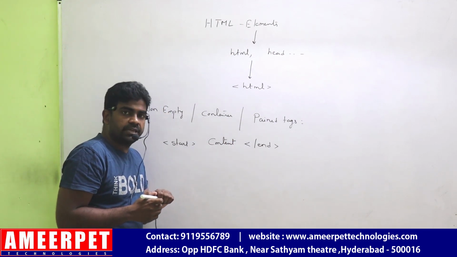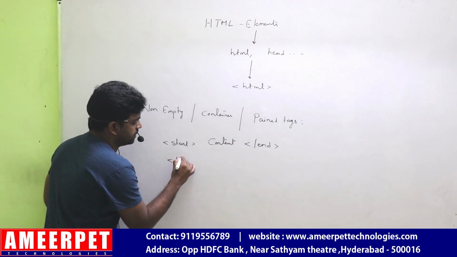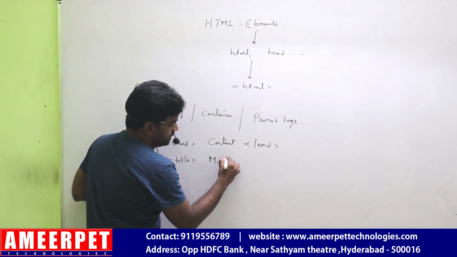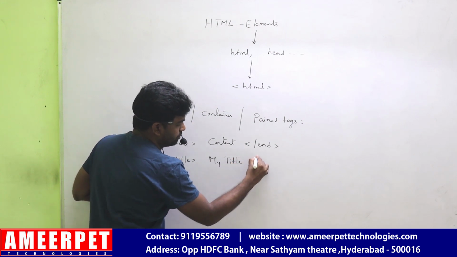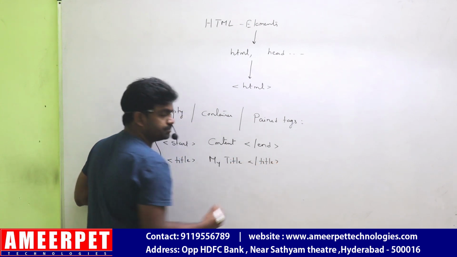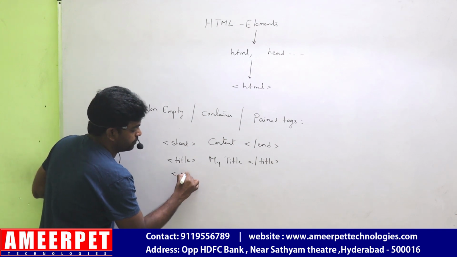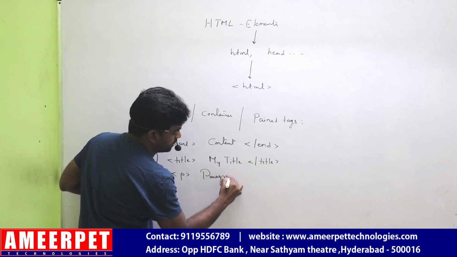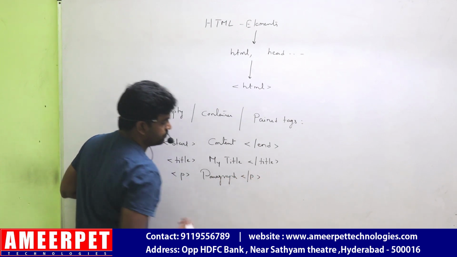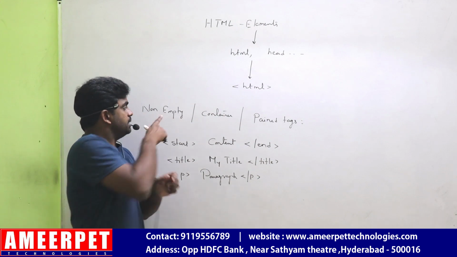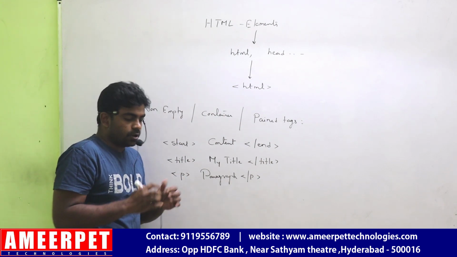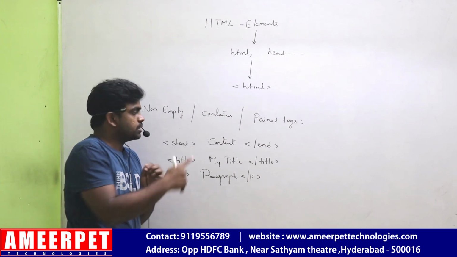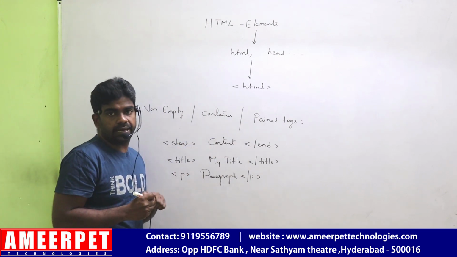Some examples: I just want to give a title. Here it is a title tag, and whatever title content we are giving, for example my web page, here it is the closing. I just want to write one paragraph. Here is a paragraph tag, where you can write the content of the paragraph, and this is the closing paragraph tag. These are called non-empty elements, non-empty tags, container tags or paired tags. It's a combination of a start tag and an end tag.